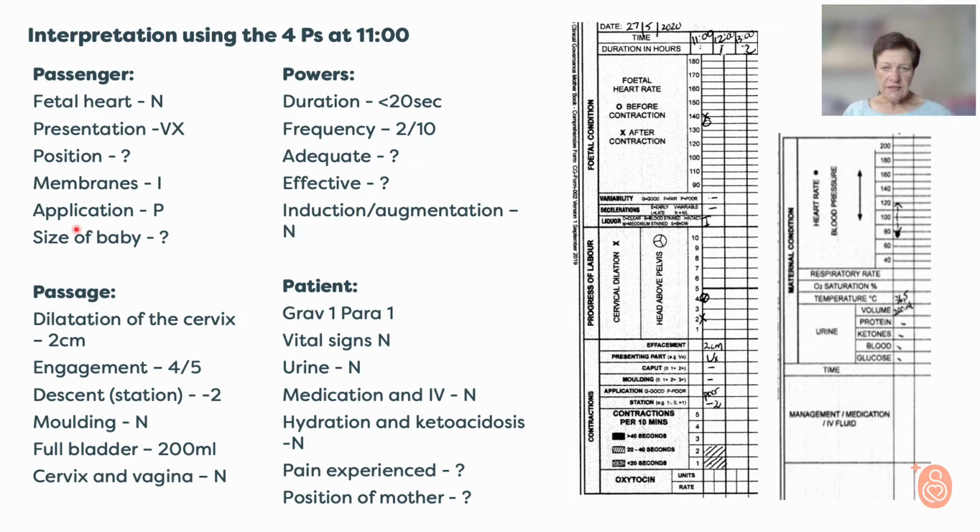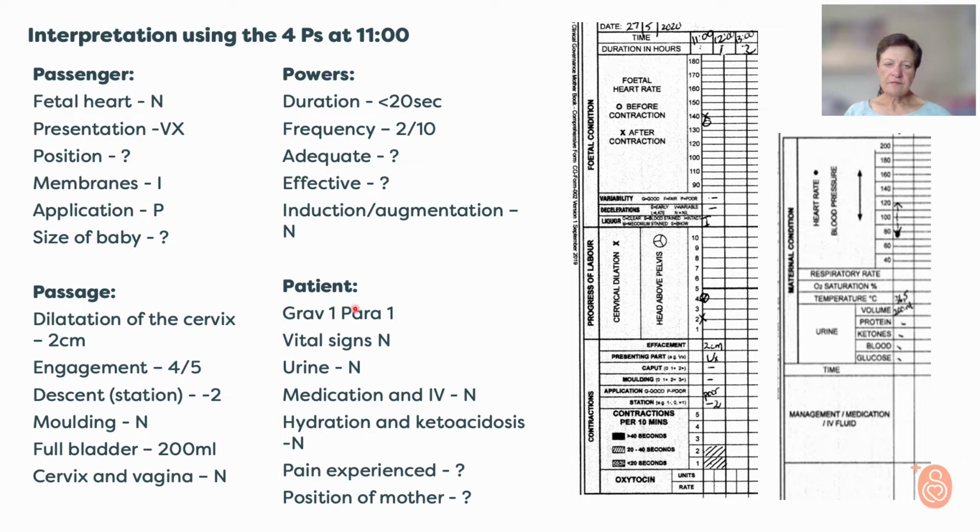Then next, if we look now at the progress part of the partograph and we look at the passage, we see here that the cervix is 2 centimeters dilated. There's an X being made on 2 centimeters. There's a little circle being made at 4/5 above the pelvic brim. So we know that this head is still quite high.